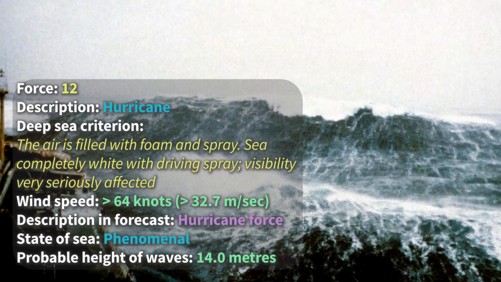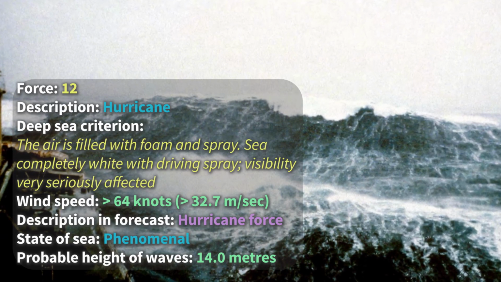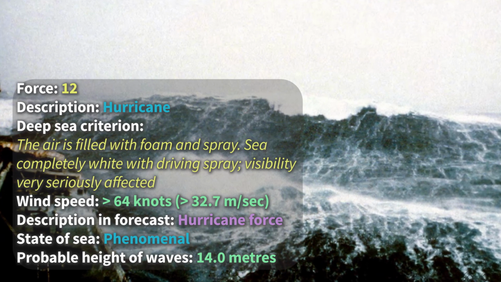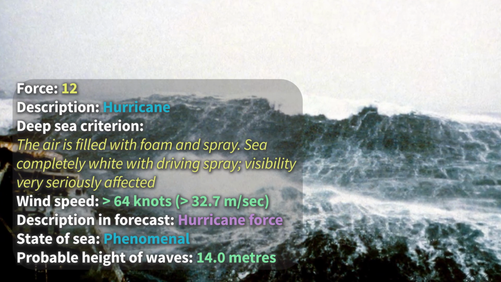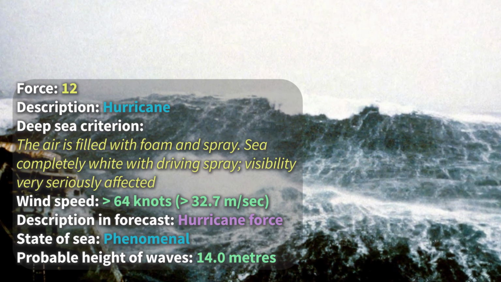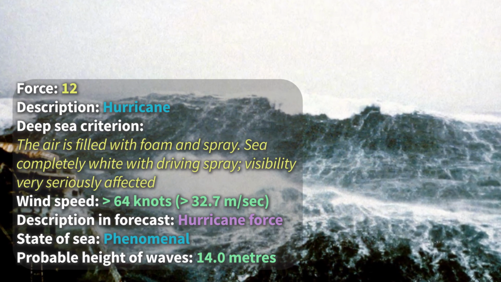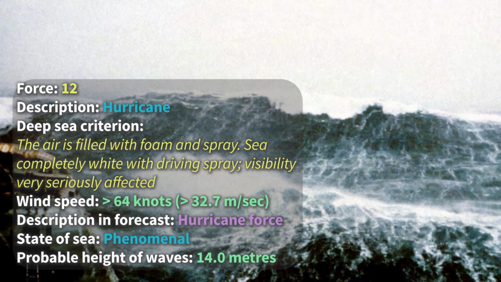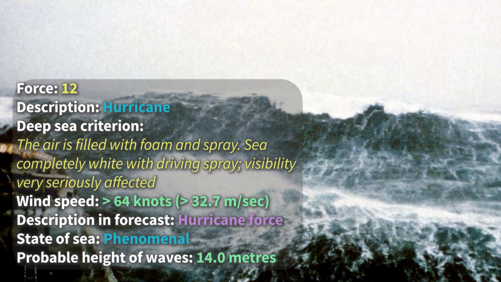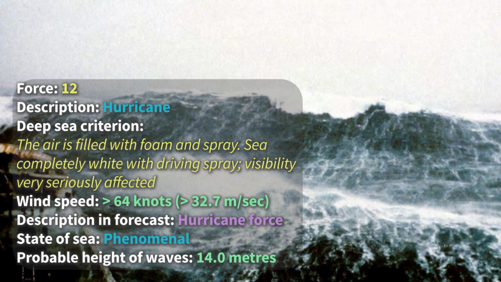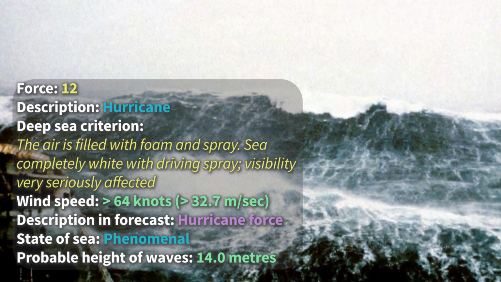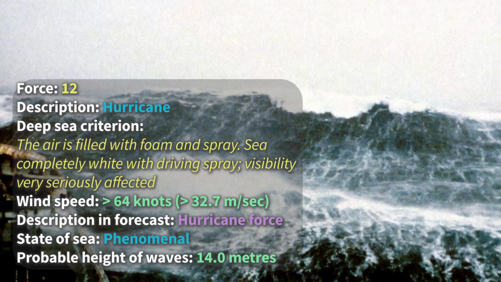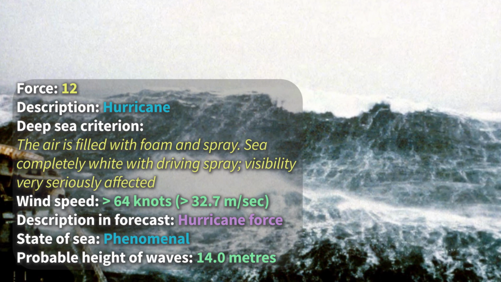Force 12. Description: hurricane. Deep sea criterion: the air is filled with foam and spray. Sea completely white with driving spray. Visibility very seriously affected. Wind speed 64 and over knots, 32.7 meters per second and over. Description and forecast: hurricane force. State of sea: phenomenal. Probable height of waves: 14.0 meters.